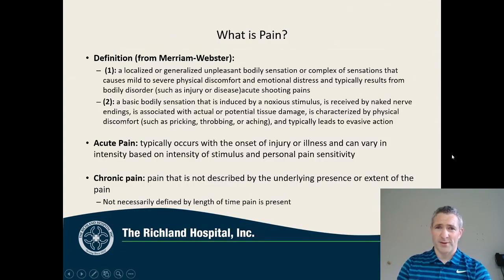So let's talk a little bit about what pain actually is. I grabbed the definition out of Merriam-Webster, and I'll sum it up without just reading through it. It's an unpleasant bodily sensation or a combination of sensations that our brain interprets as a noxious stimulus, and so it detects pain. It's usually associated with some type of disease or an acute injury, and it's a warning sign of tissue damage.